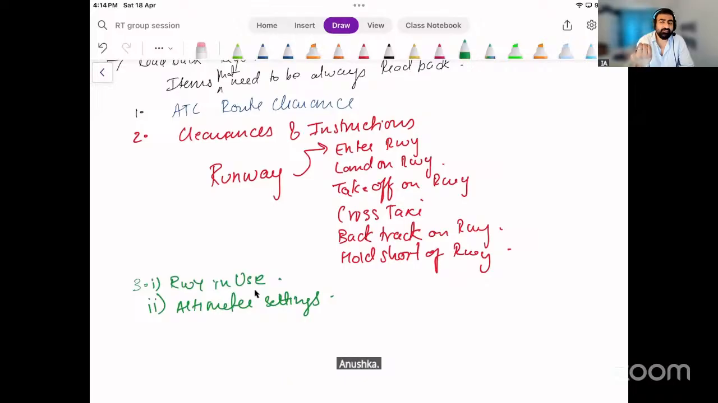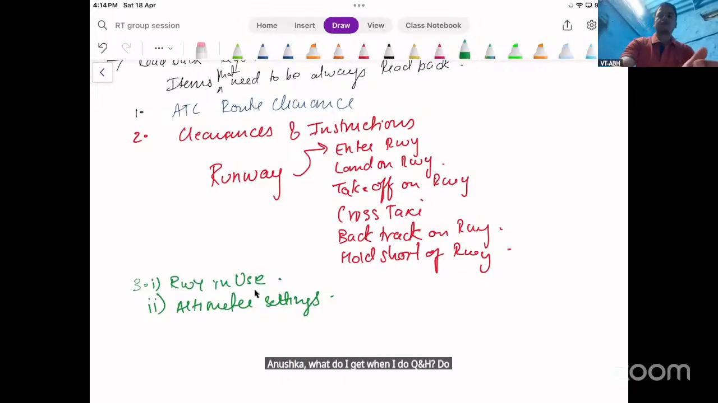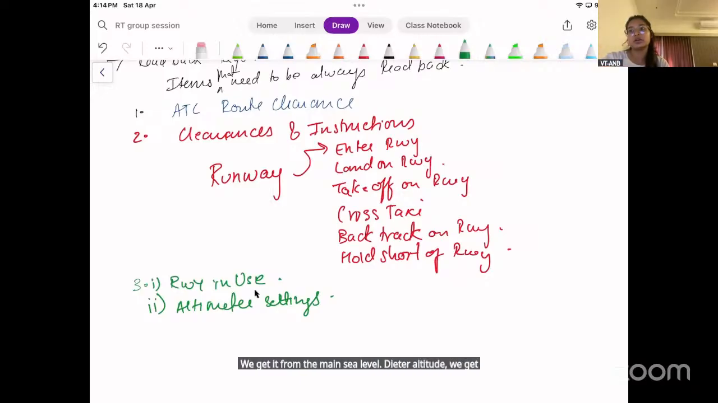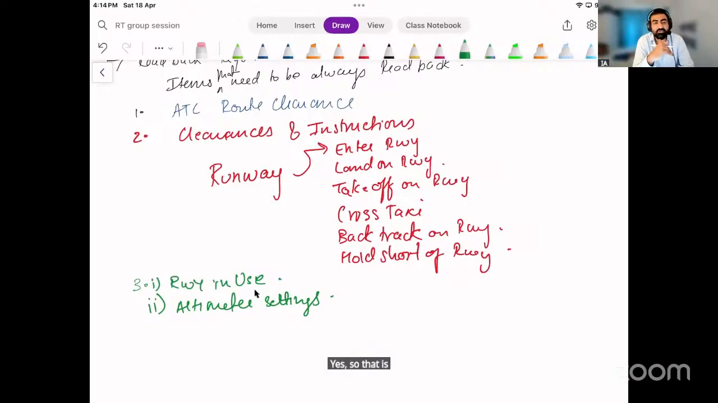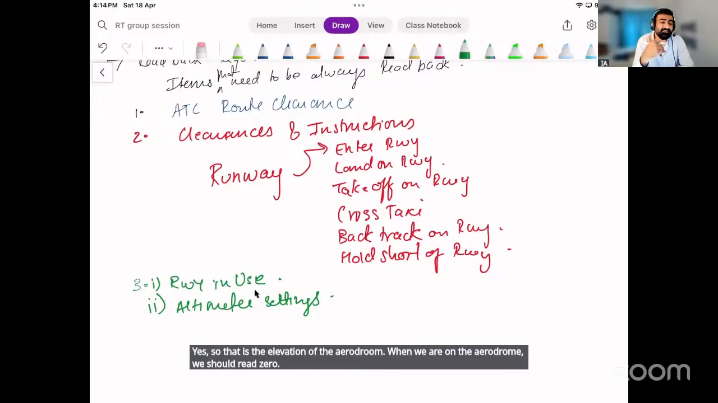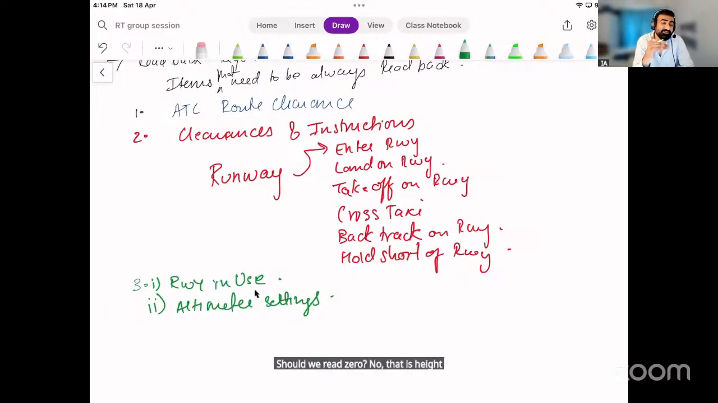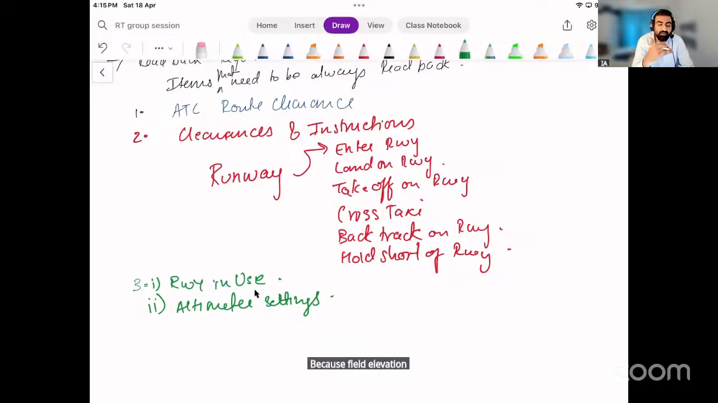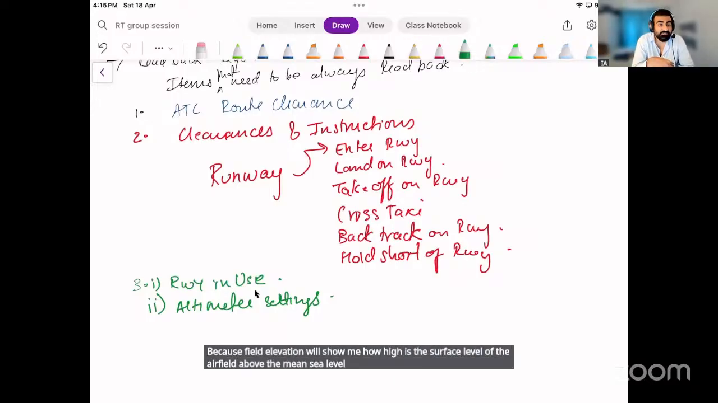Anushka, what do I get when I do QNH? We get it from the mean sea level. The height or altitude, we get it from the mean sea level. Yes, so that is the elevation of the aerodrome. When we are on the aerodrome, should we read zero? No, that is height. It should show us the elevation of the field, so how high we are above the mean sea level. So both of you are saying the same thing. I don't know why you're not agreeing. Because field elevation will show me how high is the surface level of the airfield above the mean sea level. So that is field elevation.